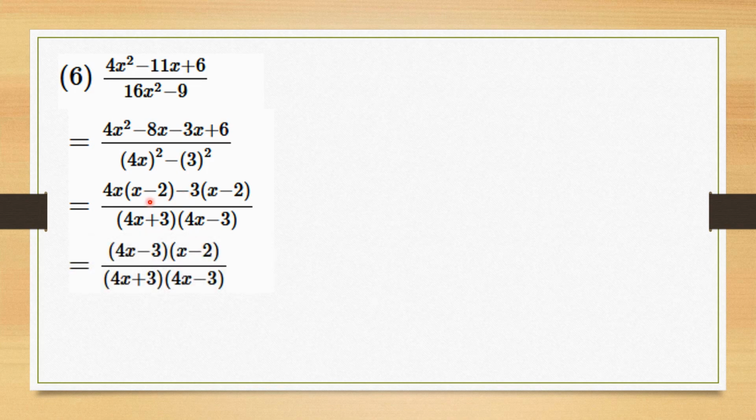Now we'll just rearrange and simplify. In the numerator, we'll have 4x minus 3 into x minus 2, and in the denominator we'll have 4x plus 3 into 4x minus 3. Now if you see, 4x minus 3 from the numerator and 4x minus 3 from the denominator will get cancelled, and finally you will be left with x minus 2 in the numerator and 4x plus 3 in the denominator. So the final answer is x minus 2 upon 4x plus 3.